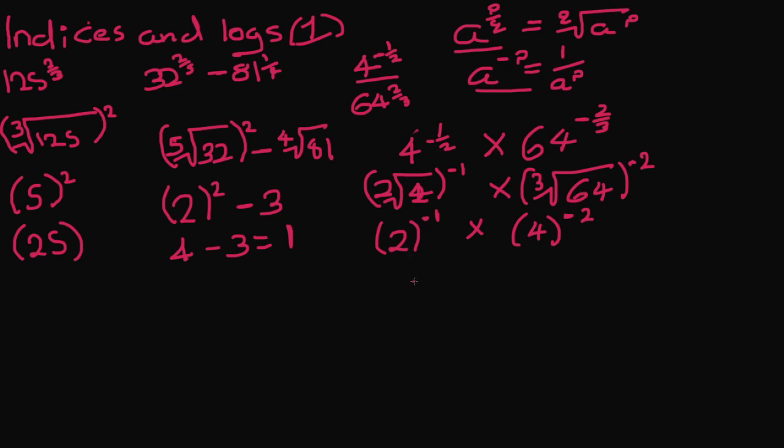So then we want the same base, so we'd have 2 to the minus 1 multiplied by 2 to the minus 4. When we have two exponents and we're raising a power to a power like from brackets, then we just multiply them out. So we'll have 2 to the minus 1 multiplied by 2 to the minus 4, and then we just add the exponents when we're multiplying them. So we'd have 2 to the minus 5, and that's our answer.